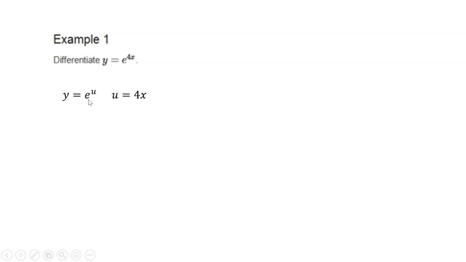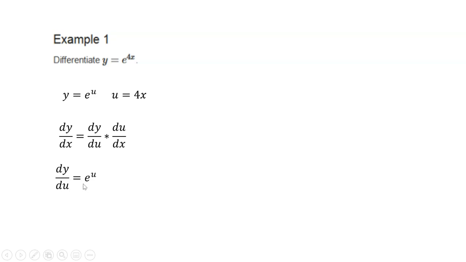If we were to write this as e to the power of u, where u is 4x, then think about when we're doing the chain rule, back when we started looking at derivatives, maybe about a month ago. So what I'm going to do is use dy/dx to be dy/du times du/dx. I'm going to find the derivative with respect to u first, this function, and multiply it by the du/dx function. All right, so what does that look like?